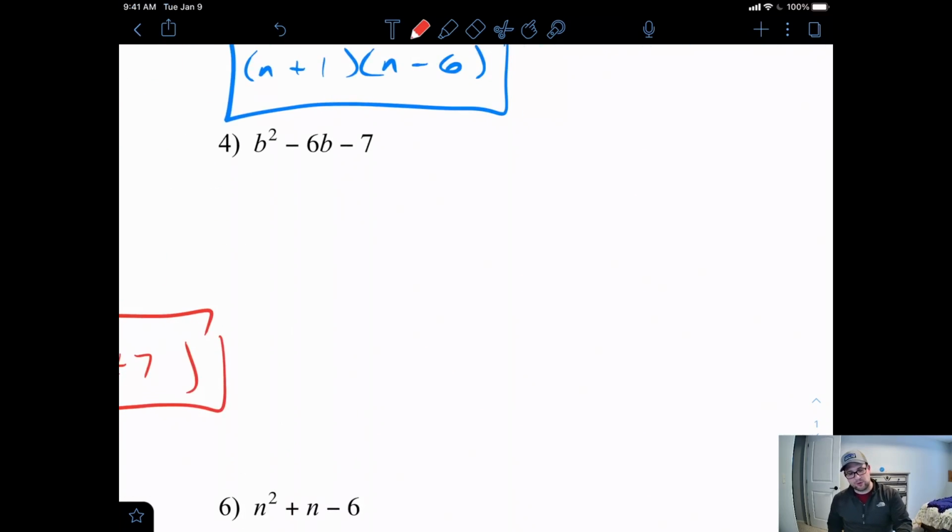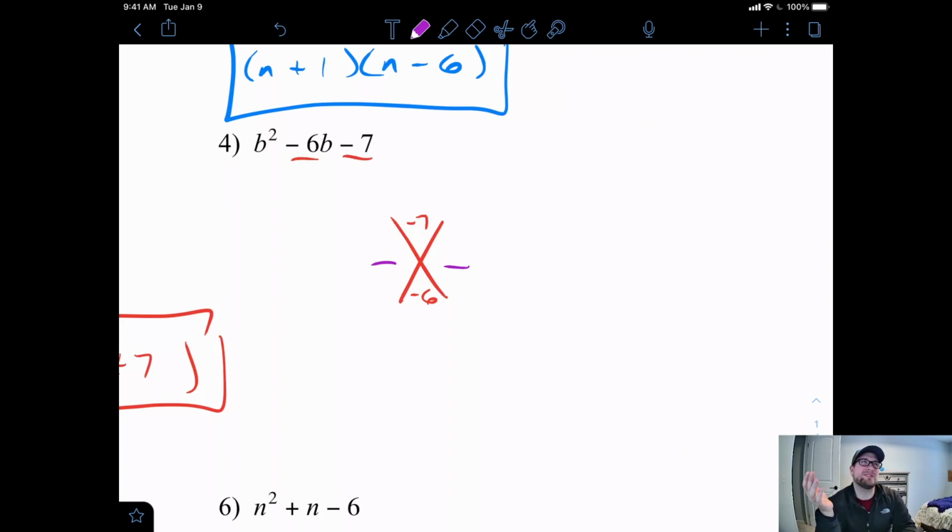Problem number 4, we're going to put negative 7 up top and negative 6 on the bottom. Now, remember, if they multiply to be a negative number, the only way that can happen is if one of the numbers on the side is negative. Now, since the bottom's negative, what you know is that whatever number's bigger has to be the one that's negative.